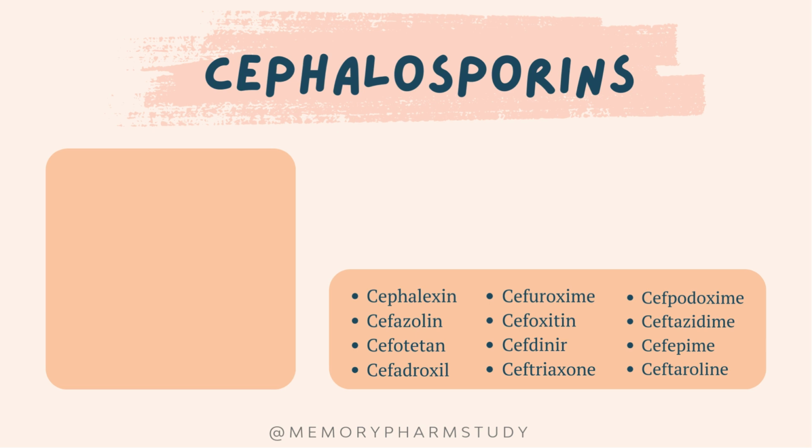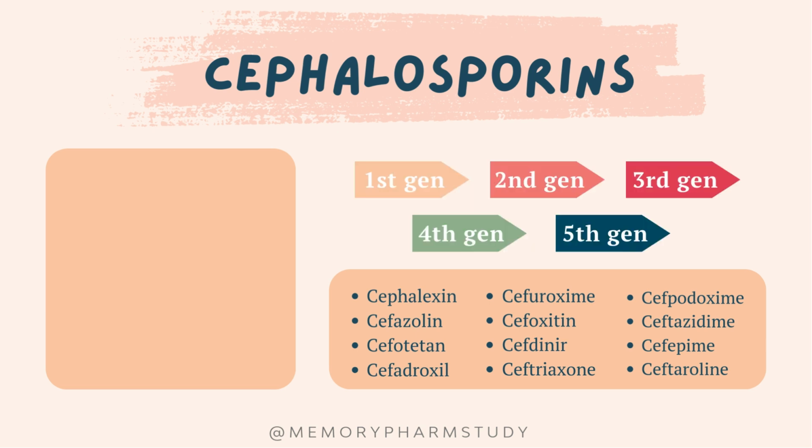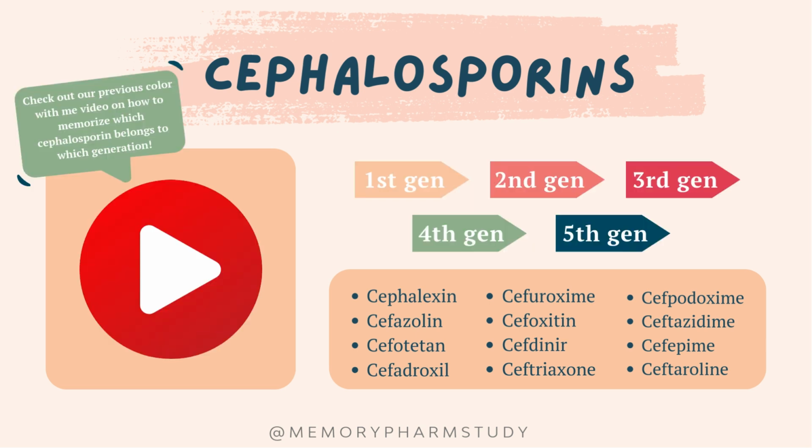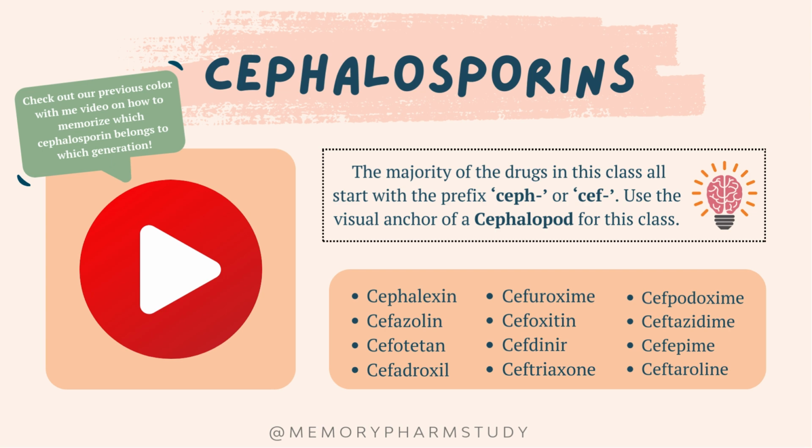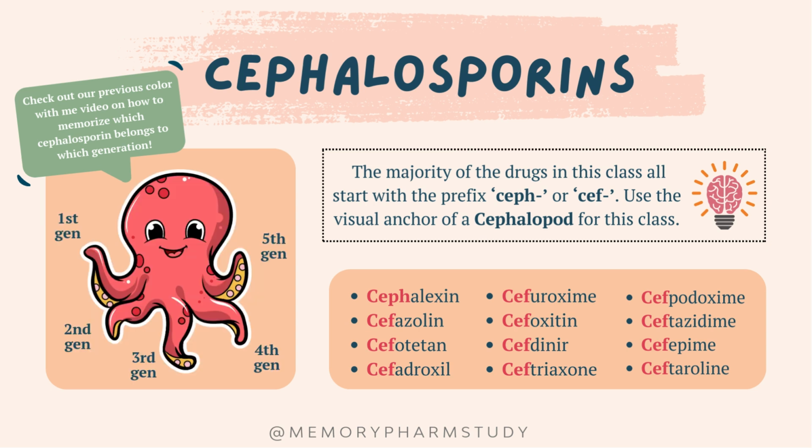Cephalosporins are a big class of antibiotics with many different generations. Check out our previous Color With Me video on how to memorize which cephalosporin belongs to which generation. The majority of the drugs in this class all start with the prefix ceph, including cephalexin, cefazolin, or cefoxitin. Use the visual anchor of a cephalopod for this class.